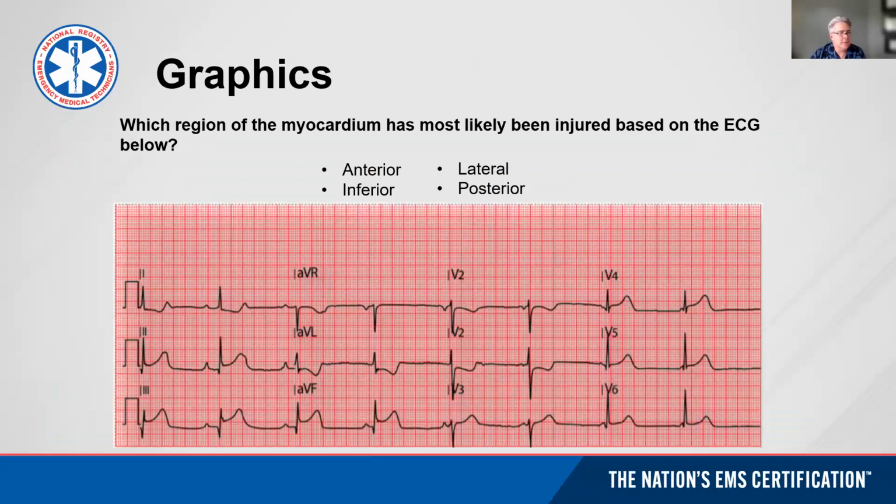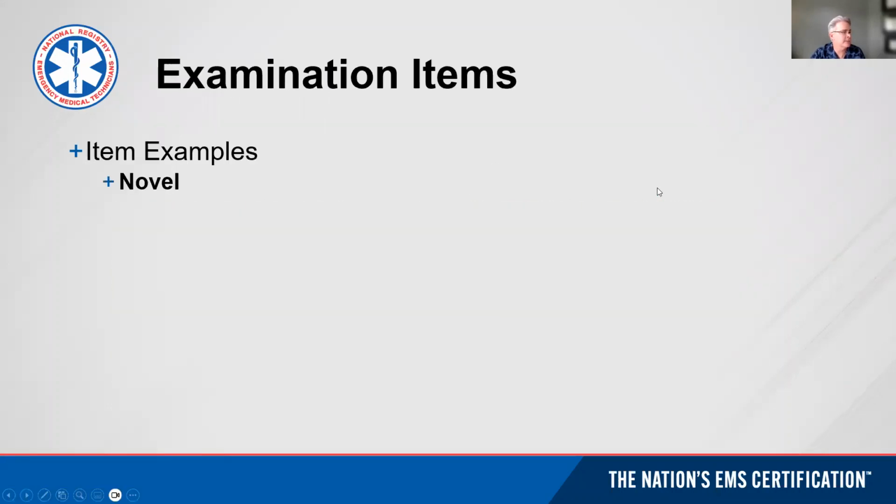So the last conventional item we're using are EKGs or graphics. Our test items could include a normal basic EKG strip, or they could include a 12 lead. And then we would ask a question related to the graphic that the candidate saw. In this case, it says which region of the myocardium has most likely been injured based on the ECG below. So then they would select anterior, posterior, lateral, or inferior. And of course, the graphics are on our test now.